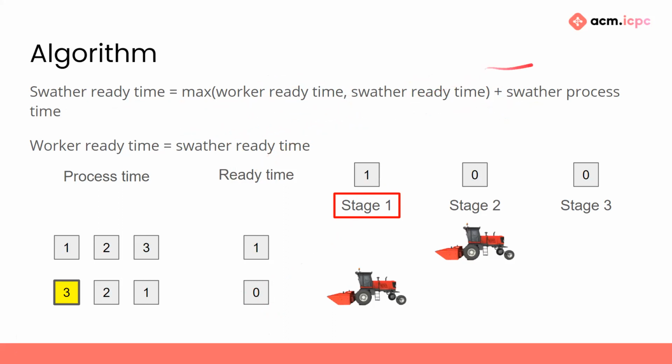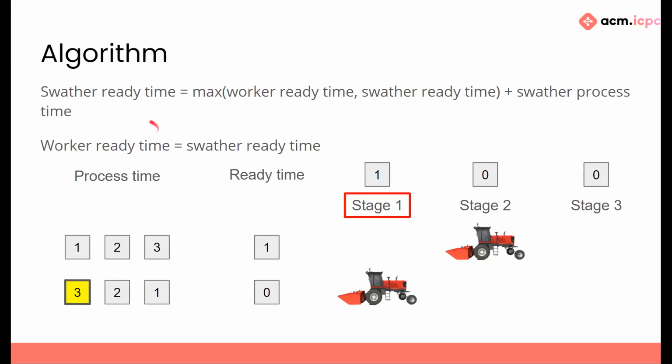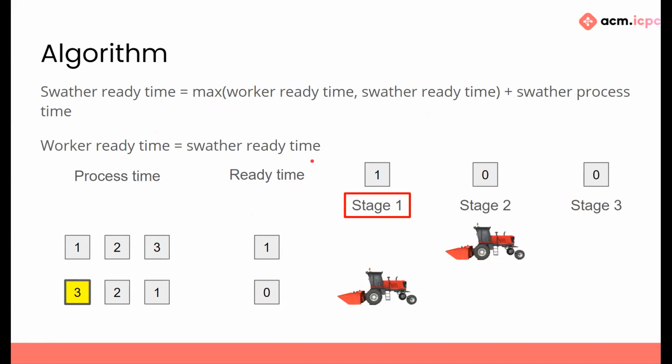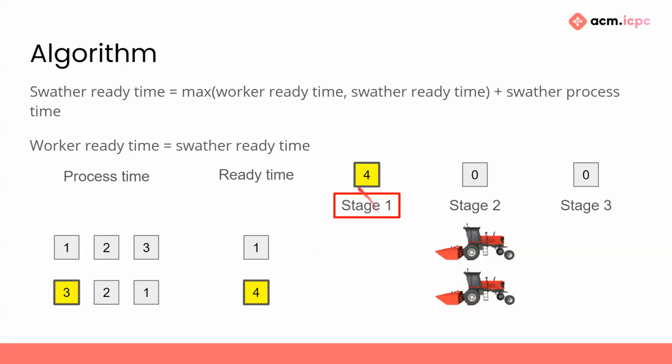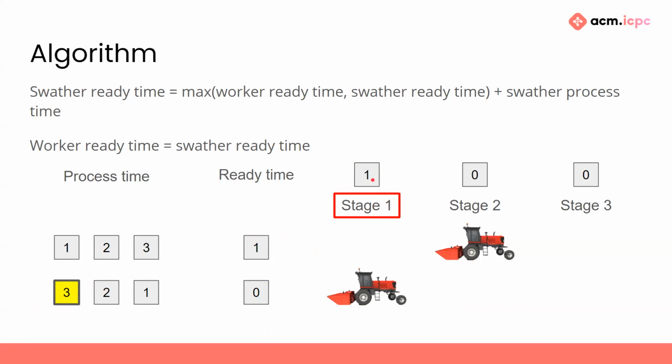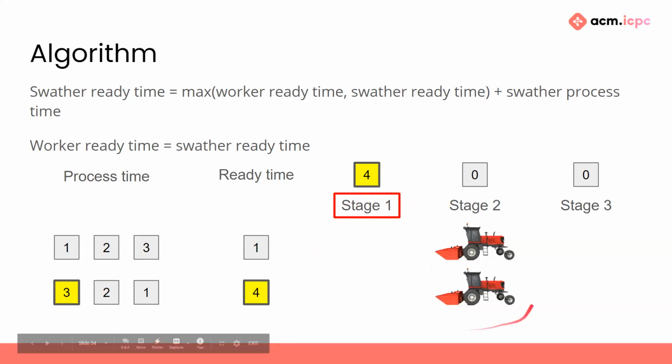Add the swatter process time to it, and then that gives us the swatter ready time for the next iteration. And then we just set worker ready time to the swatter ready time because they finish at the same time. So in this case, it would be 3 plus 1, which gives us 4. Now, the first worker has done his job, so he can retire now. We are on stage 2, and we have the ready time for each of the swatters. We have the ready time for the worker.